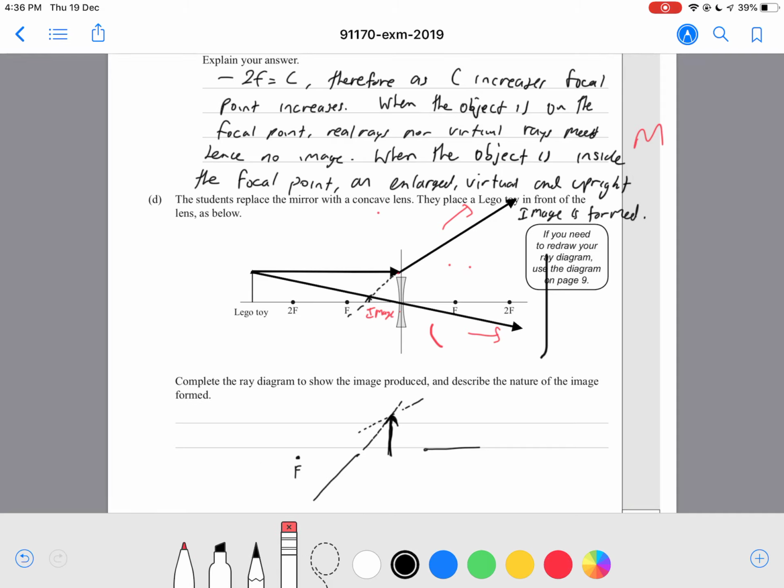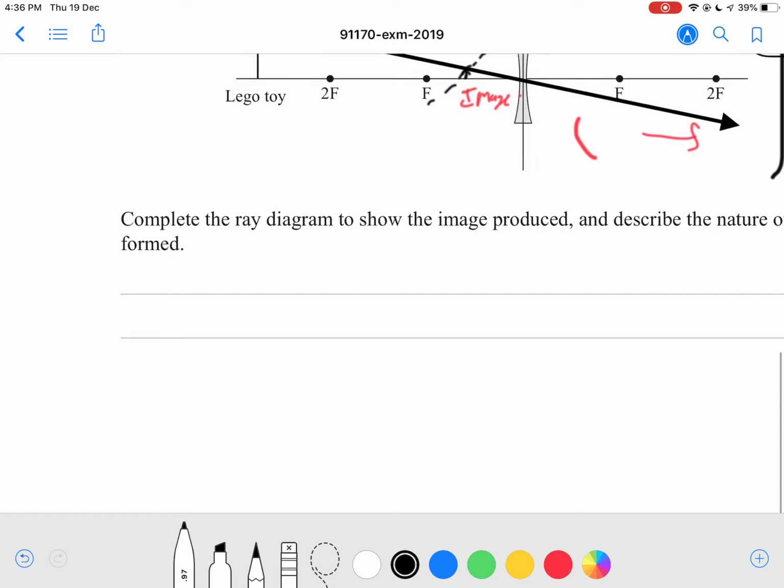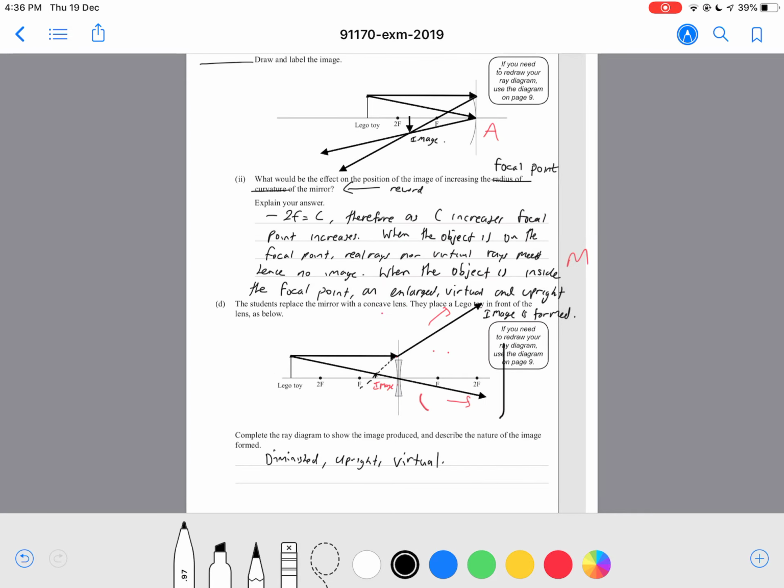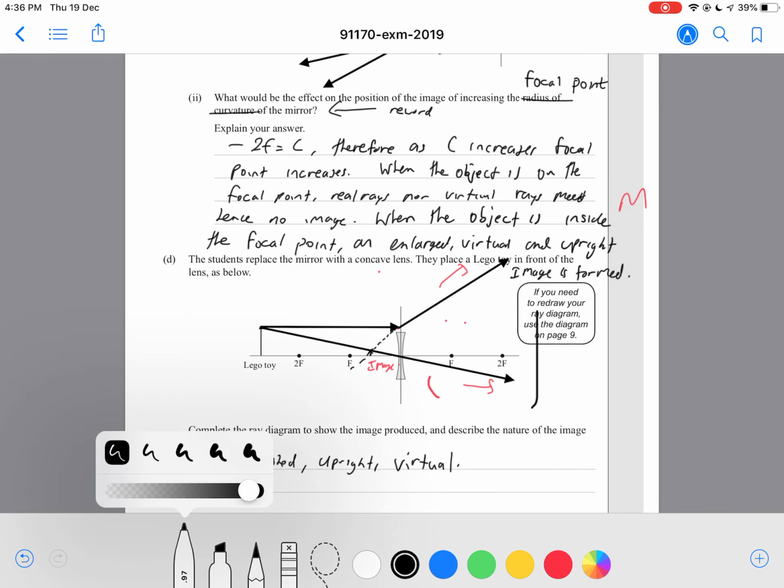Alright, so the question wants us to describe the nature of the image formed. So basically, you just need our three orientations: is it upright or inverted, enlarged or diminished, real or virtual. As you can see, this image is a lot smaller than the object, so it's going to be diminished. And it's going to be upright. And it's going to be a virtual image. Alright, thank you for this question.